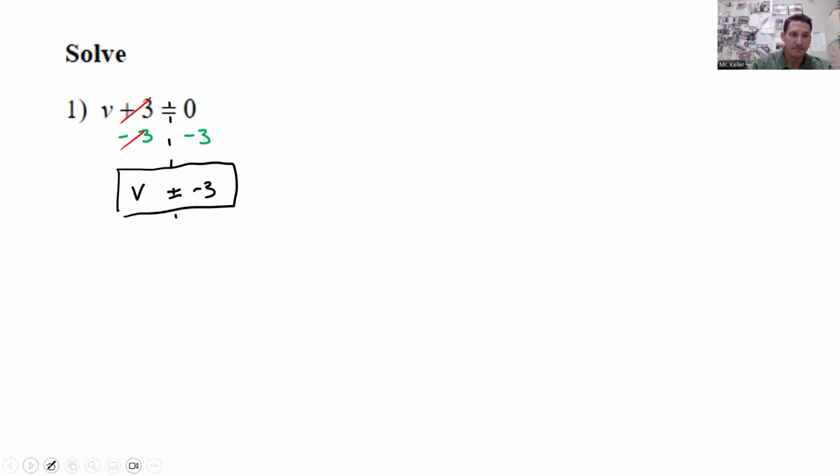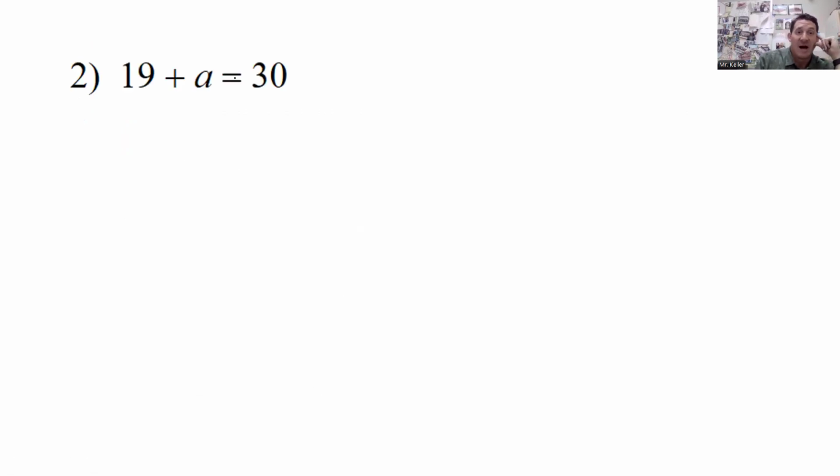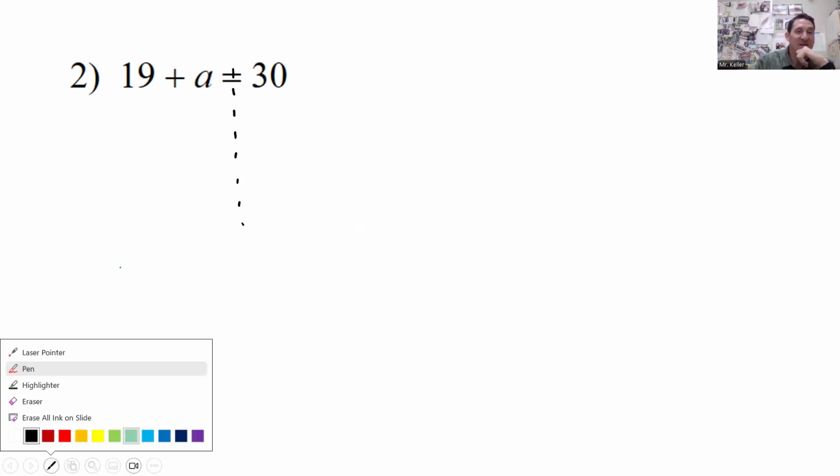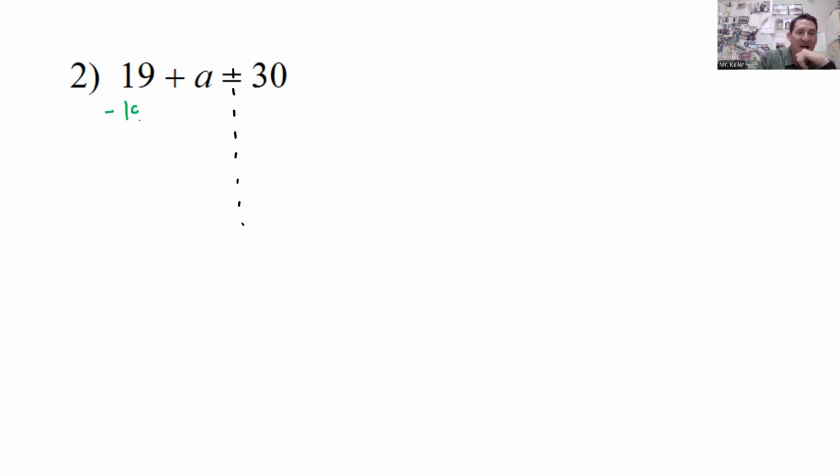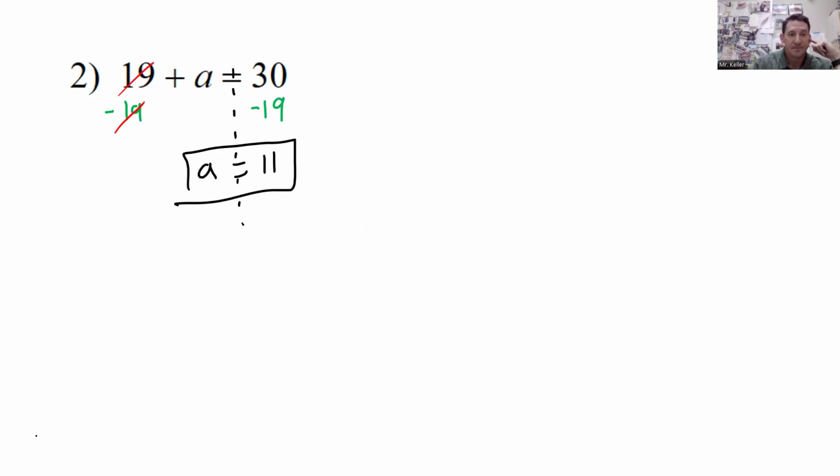All right, another example here, 19 plus a. Again, we want to get the a by itself. We need to eliminate the 19. Since that is a positive 19, I'm going to subtract 19. Remember, whatever you do to one side, you have to do to the other. So 19 minus 19 is 0, so that cancels out. All you have left on that left side of the equation is a. 30 minus 19 is 11. And so we are done.